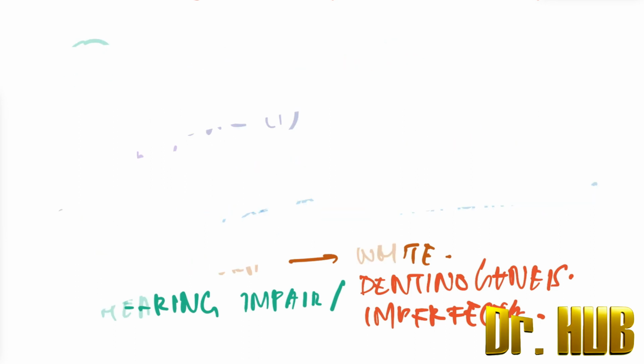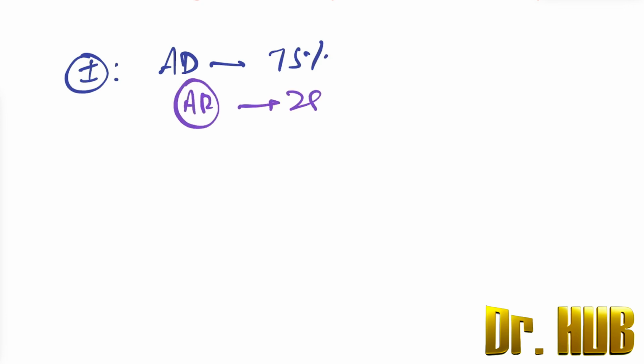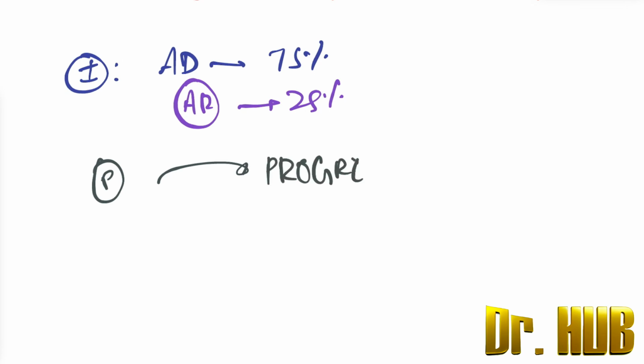Now let's look at the inheritance pattern and the prognosis. The inheritance pattern is autosomal dominant in 75%, and autosomal recessive in about 25%. How is the prognosis in this case? The prognosis is that it is progressive as well as deforming.